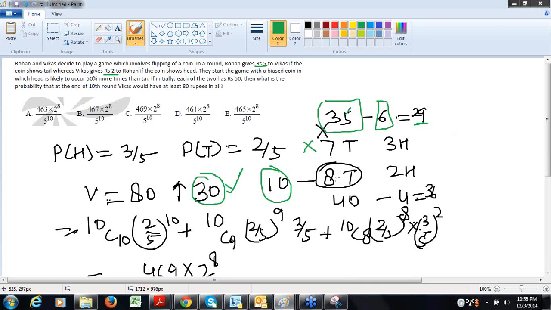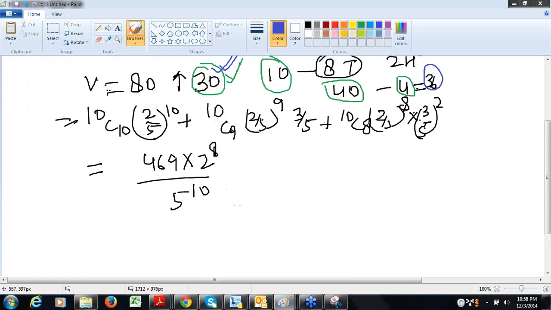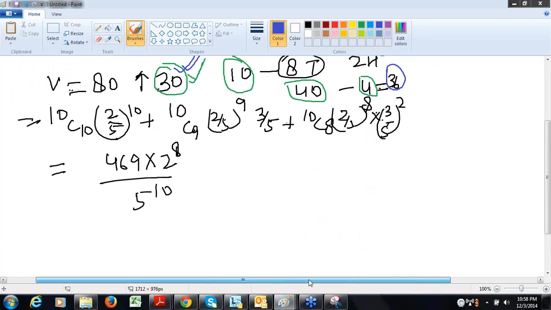So let's say now he gets 8 tails, then he is gaining how much? 40 rupees, and with 2 heads he is losing 4 rupees. So in turn he is gaining 36 rupees. So this is our break even condition. So he has to get at least 8 tails in order to win more than 30 rupees. Okay, if that is the condition, then there can be 3 scenarios in which all 10 are tails, 9 are tails, and 8 are tails.